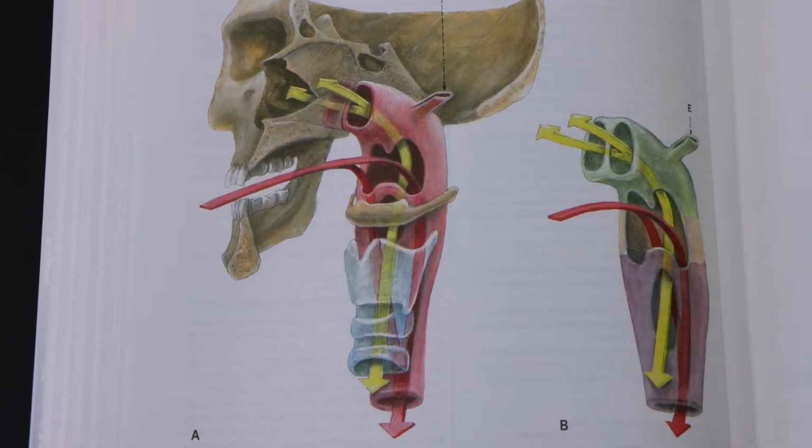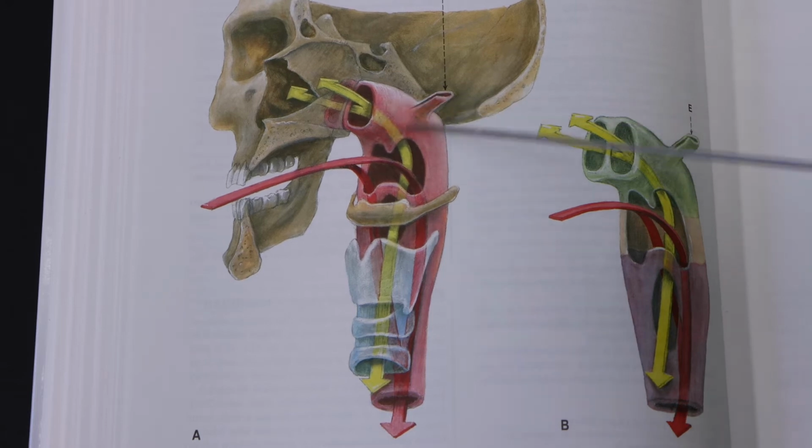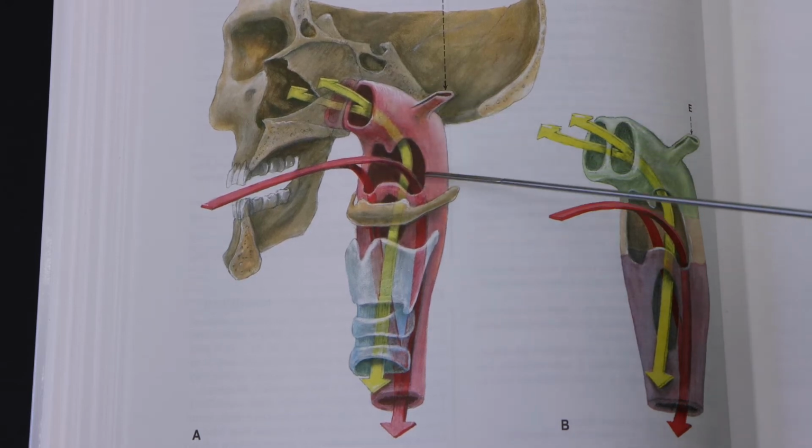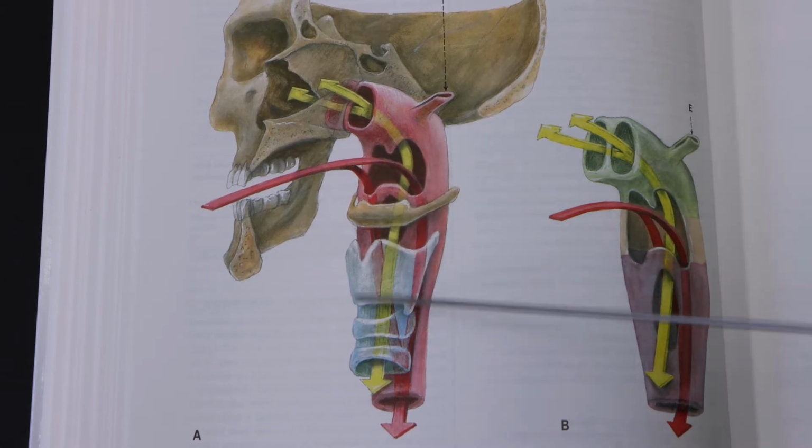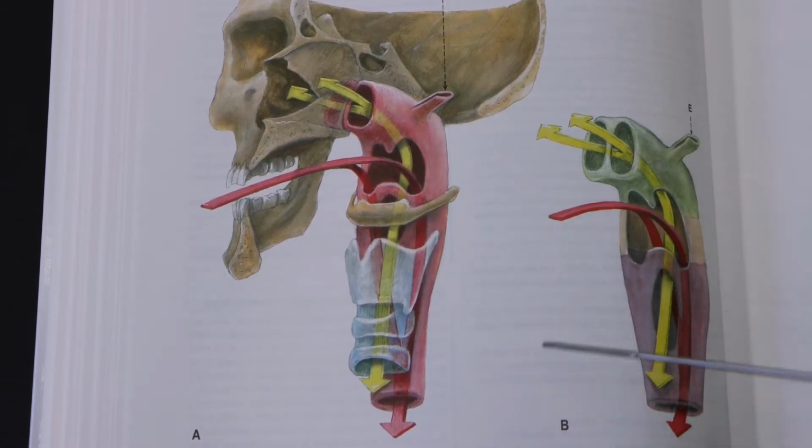The largest diameter of the pharynx is approximately 4 to 5 centimeters in the widest part. The pharynx we divide into three main parts: the nasal part, which is called nasopharynx; the oral part, which is called oropharynx; and the laryngeal part, which is called laryngopharynx.